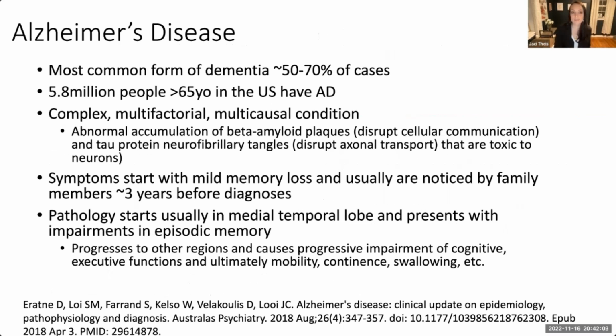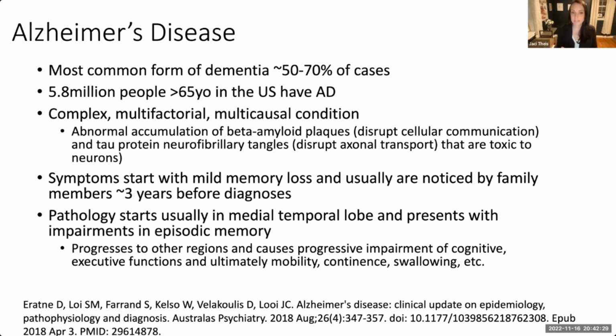So we know that the most common form of dementia is Alzheimer's disease, which is present in about 50 to 70% of cases. This, unlike Huntington's, is pretty prevalent. So about 6 million people over the age of 65 in the US have Alzheimer's dementia, and it is a complex, multifactorial, multi-causal condition that has an abnormal accumulation of beta amyloid plaques and tau protein neurofibrillary tangles.